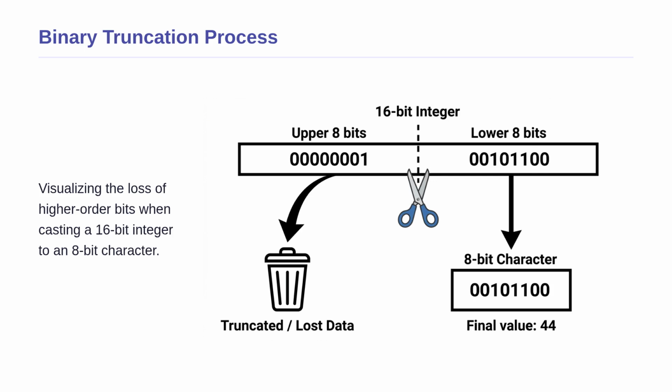Let us visualize what happens during integer truncation. Here, we see a 16-bit integer being forced into an 8-bit character space. The computer does not round the number or try to find the closest fit. Instead, it literally cuts off the most significant bits, the upper 8 bits on the left, and throws them into the void. Only the lower 8 bits survive the transfer. This remaining binary sequence forms a new number that looks completely unrelated to your original value, causing silent data loss.